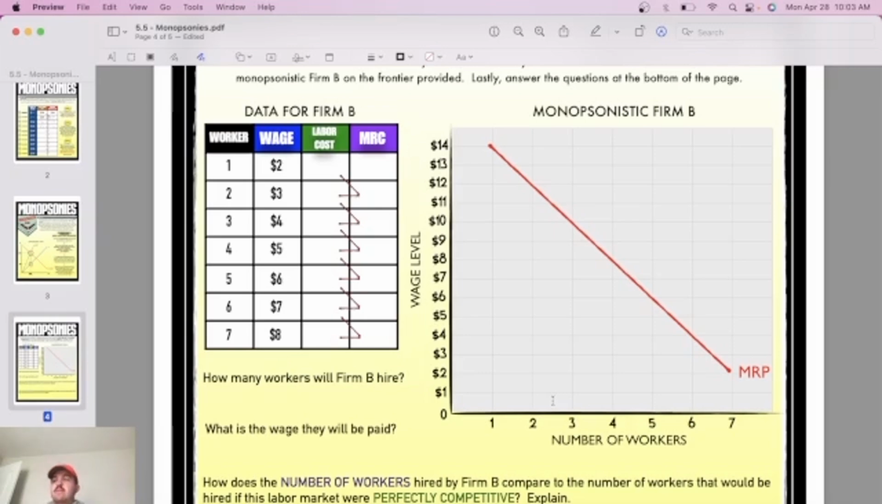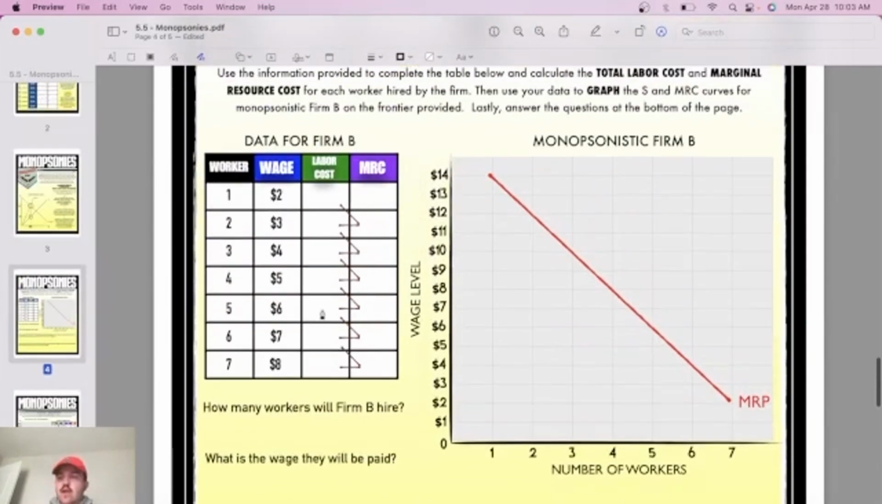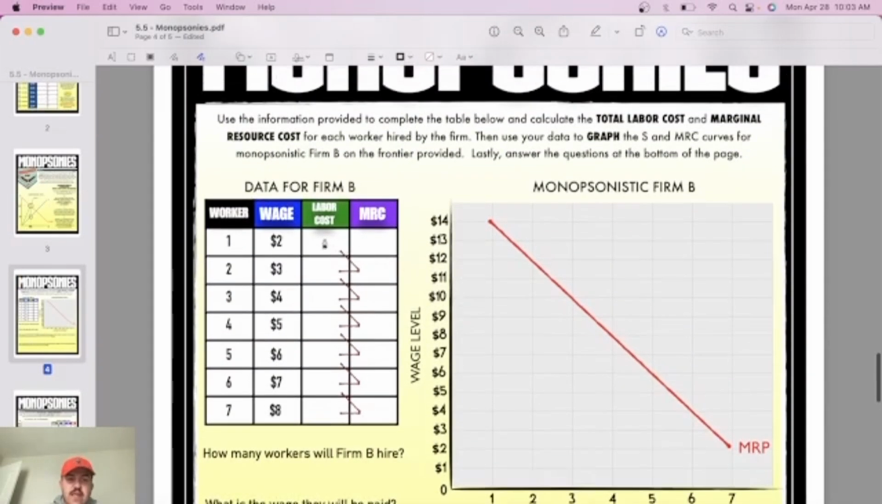Right here, it shows our MRP line. We're going to have to fill out this. Let me see what we got. I'll do this whole thing with you. All right, our labor cost right here at a wage of $2 is 2. That puts our MRC at 2 as well. Now we're going to have to multiply from here. We'll go 2 times 3 is 6, and the difference between 6 and 2 being 4.